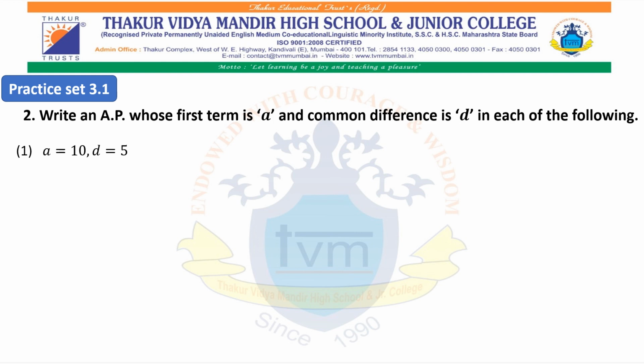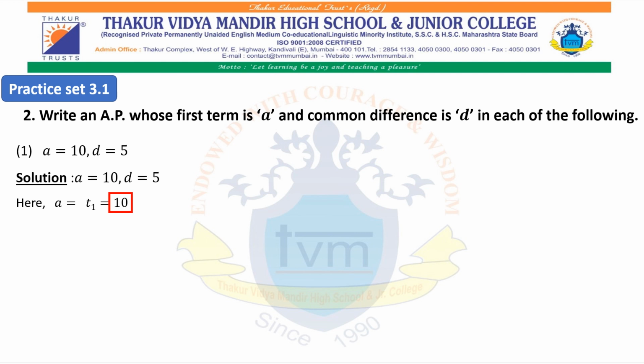A equals 10 and D equals 5. Let us start with the solution. We will write A equals 10, D equals 5. They have asked us to write an AP. For writing an AP we require the first term, and here they have already given us the first term A as 10. We will write A equals T1 equals 10, which means we got the first term of the required AP. Now we have to find the second term. What we will do is take the previous term which is 10 and add the common difference which is given, that is 5.